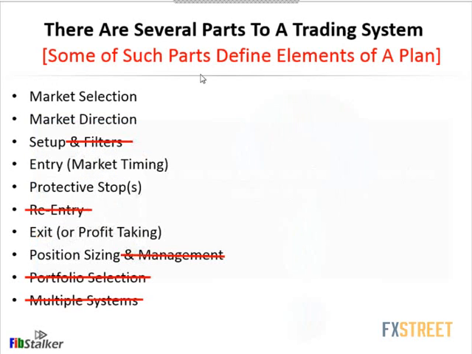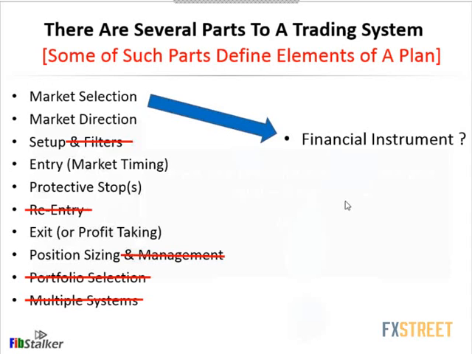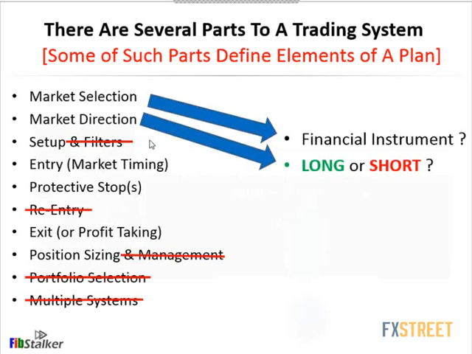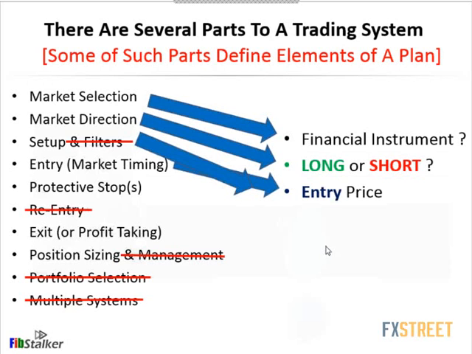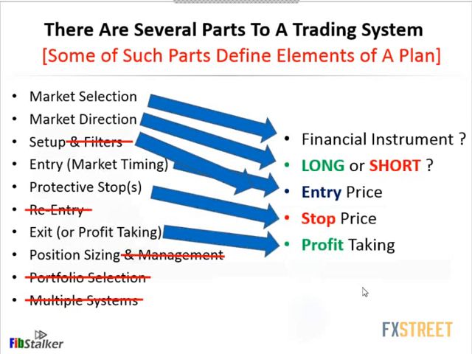What do we mean when different parts of a trading system define a trading plan? So let's look at that. So market selection, identify the financial instrument. This can be a stock, Forex, futures on Forex, you name it. Market direction is where we're going to trade. It's a long or it's a short. There are only two options here. You do directional trading. And the entry price is defined by the setup as well as by the entry and market timing. Stop price is defined by the protected stops part of the trading system, and profit taking by the exit or profit taking part. And finally, how much you size your position is your position sizing.